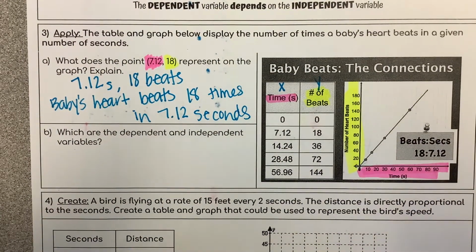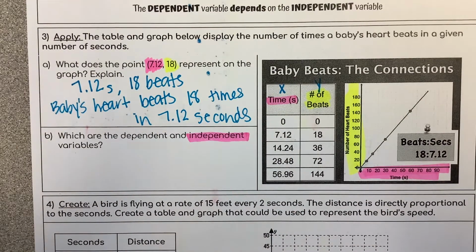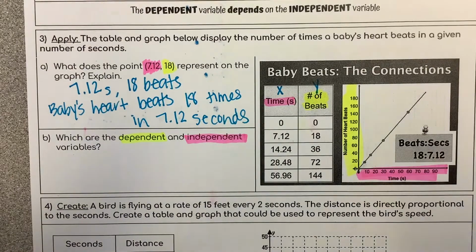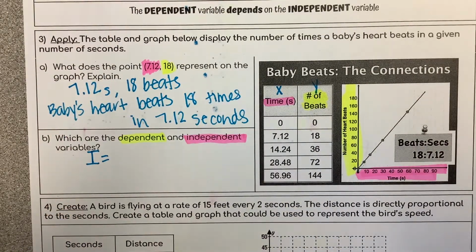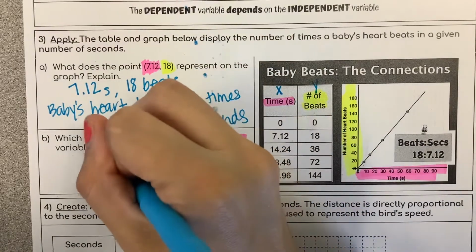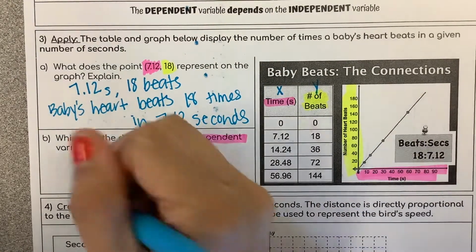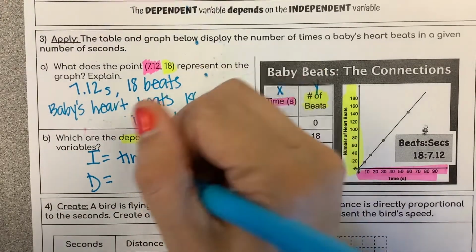And then which are the dependent and independent variables? So as a reminder, independent is our x, it comes first. Dependent is our y, it comes second. So independent, I'm just gonna write I equals time, specifically in seconds. And our dependent is the number of beats.